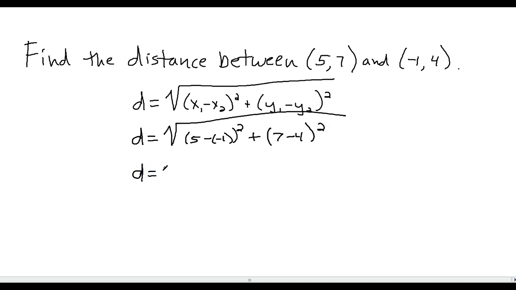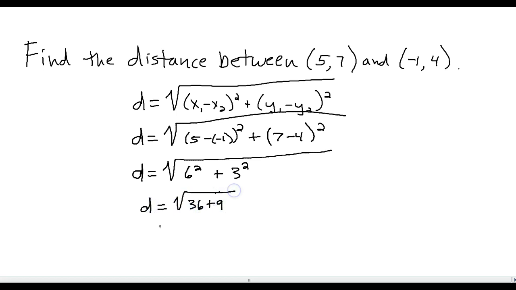So what I get when I subtract my x's is a positive 6. What I get when I subtract my y's is a positive 3. So d is going to equal 36 plus 9, and that's all under the square root bracket. So I get d equals the square root of 45.